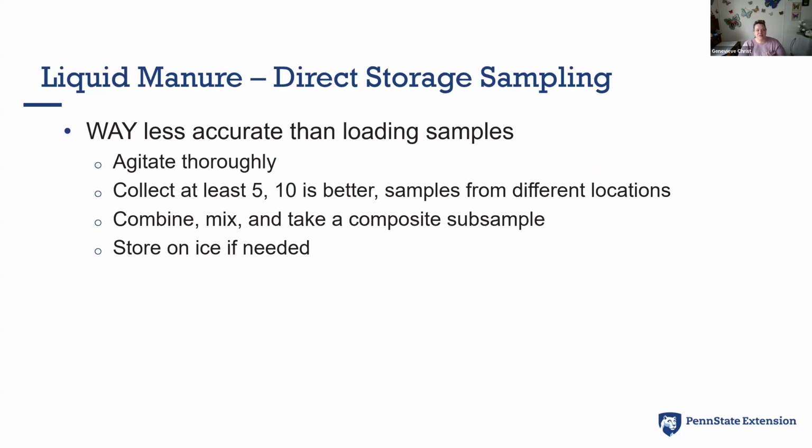If you have to sample that liquid manure storage directly when it's not being unloaded, know that this is way less accurate. You should still have that storage agitated thoroughly to really break up that stratification. Again, you want to collect at minimum 5 samples. 10 is better, more is best, from different locations in that storage. You want to combine and mix them together and then take that composite sample. And again, we want to keep that liquid manure cool. We don't want to allow it to get too hot during the day while we're waiting to send it off to the lab, so store on ice if needed.